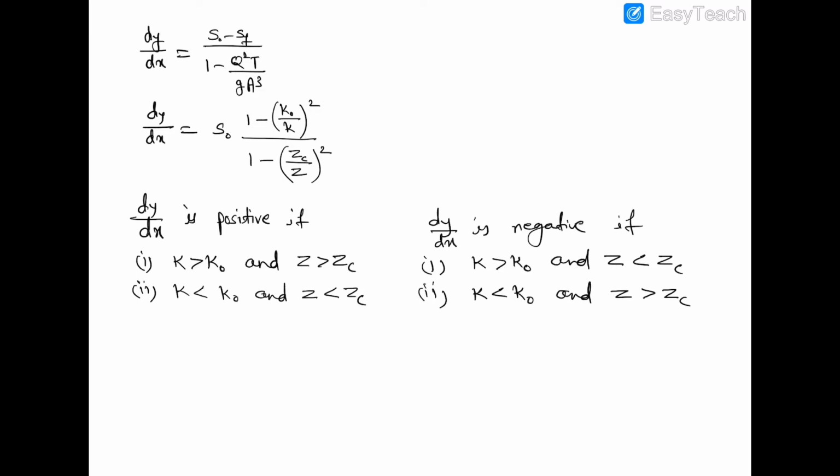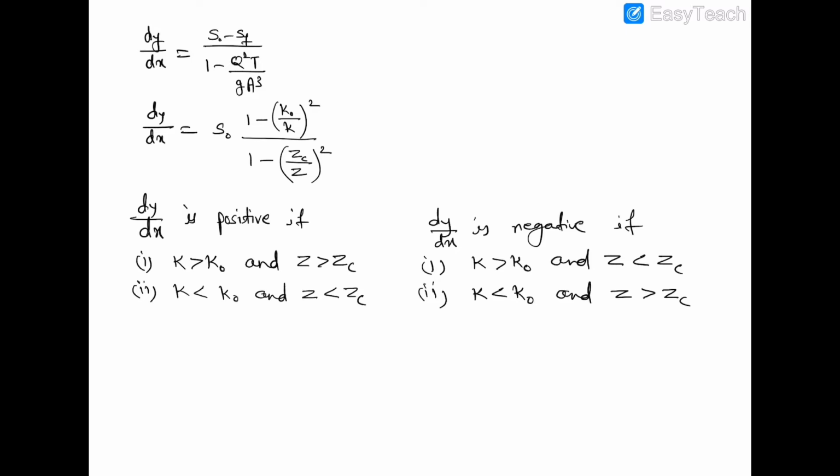Now let's find the conditions for which dy upon dx is positive or negative in terms of depth of flow. Dy upon dx is positive if the numerator and denominator both have the same sign. Means if both are positive, then dy upon dx will be positive, and if numerator and denominator have opposite signs, then dy upon dx will be negative. We have to focus on this form of differential equation of GVF.